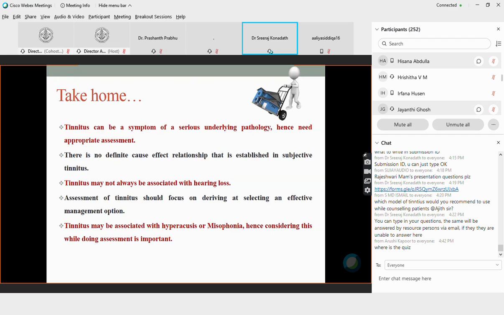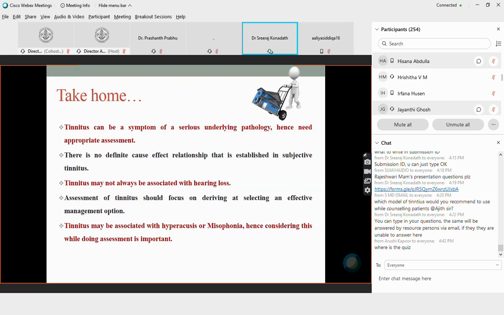And there is no definite cause-effect relationship that can be established in subjective tinnitus. Sometimes you may not get any reason why tinnitus is generated. And tinnitus may not always be associated with hearing loss also. I told you hidden hearing loss is one of the concerns currently. So you may not get what the reason is for that.